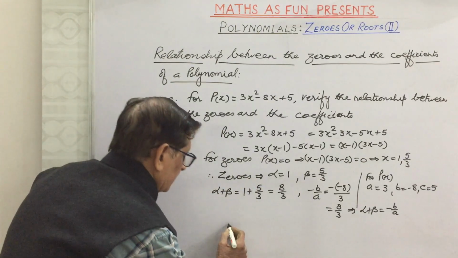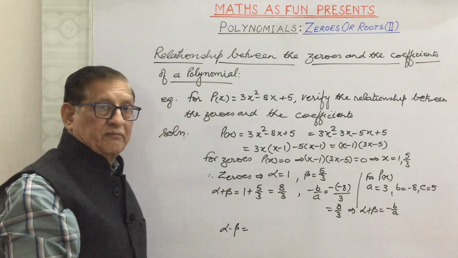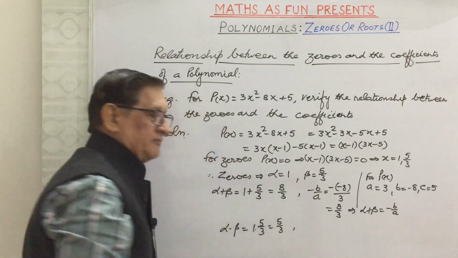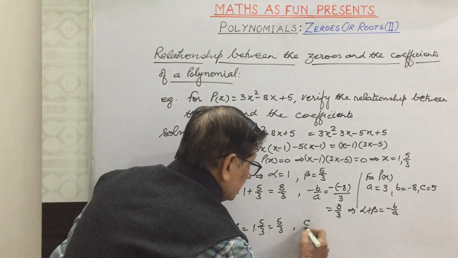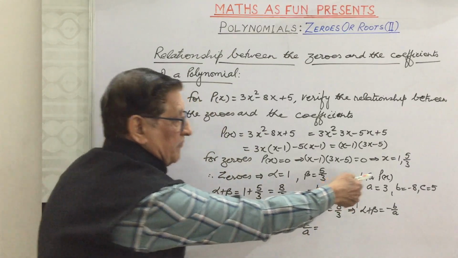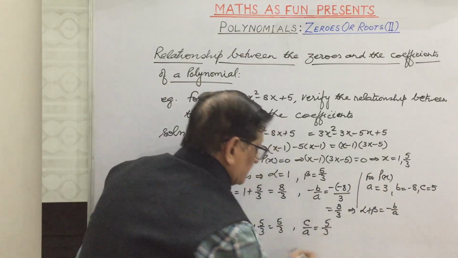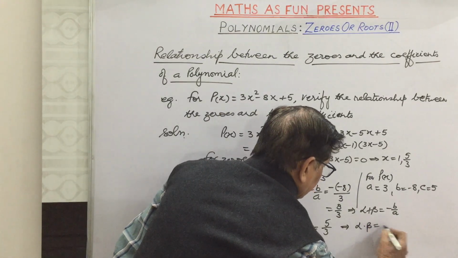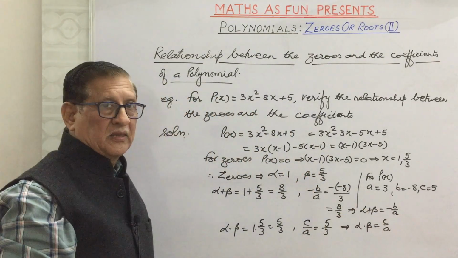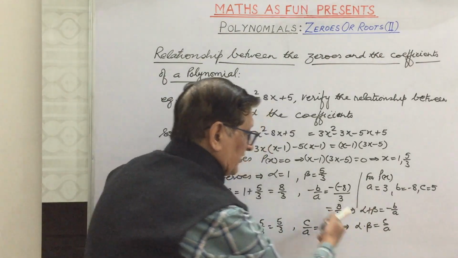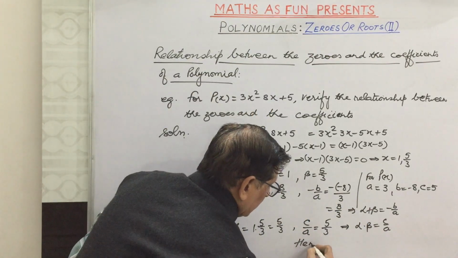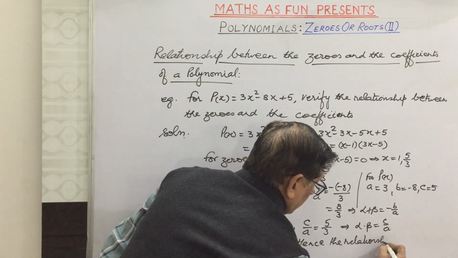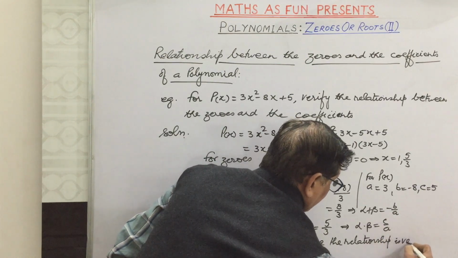Let's go for the second one. Alpha into beta, we get 1 into 5 by 3, that is equal to 5 by 3. And if we get the value of c upon a, from here c is 5, a is 3. Are they equal? So we can say from this that alpha into beta is equal to c by a. So second relation is also verified. So we can write hence the relationship is verified.